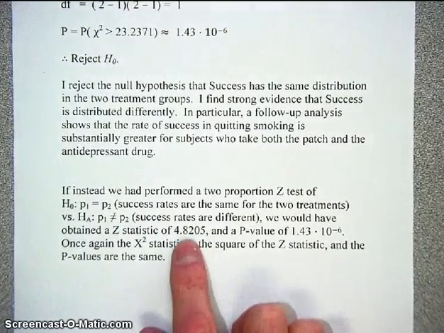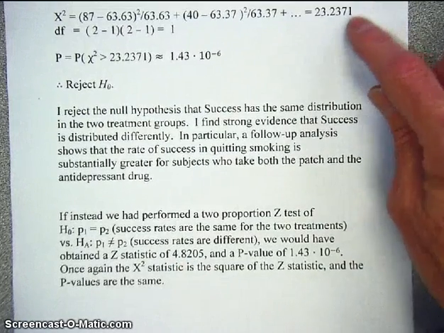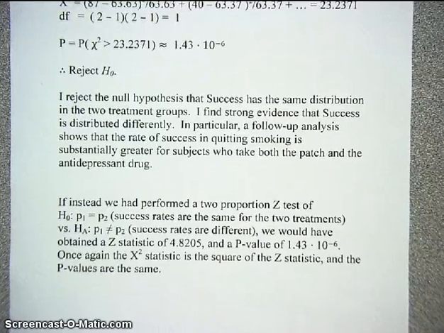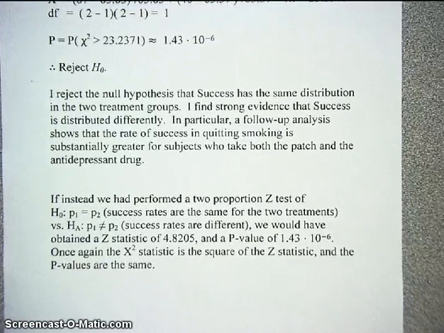And if you were to square this z-statistic, you would get the value of the chi-square statistic that we got. Okay? So once again, the chi-square statistic is the square of the z-statistic, and the p-values are the same.